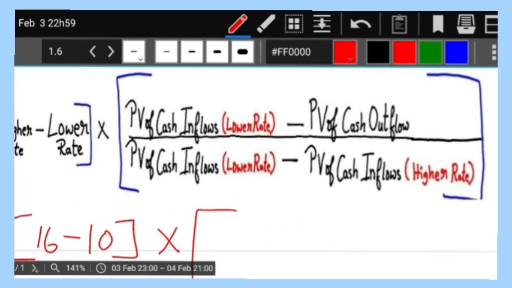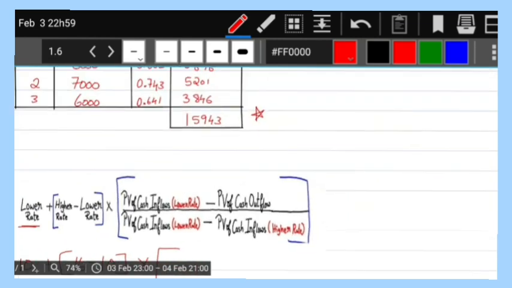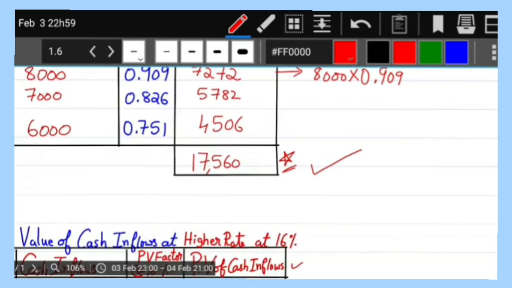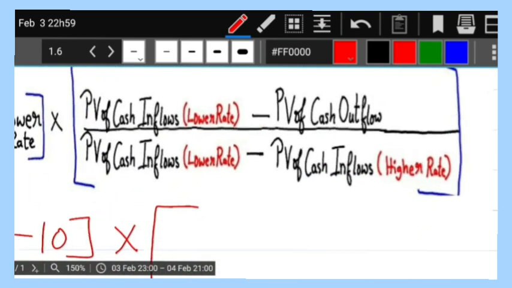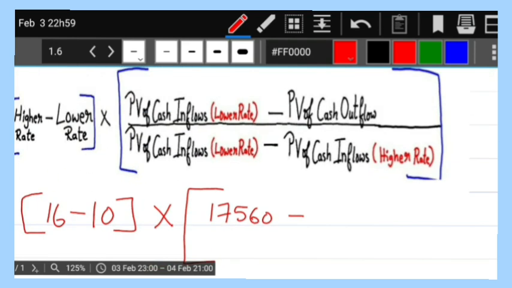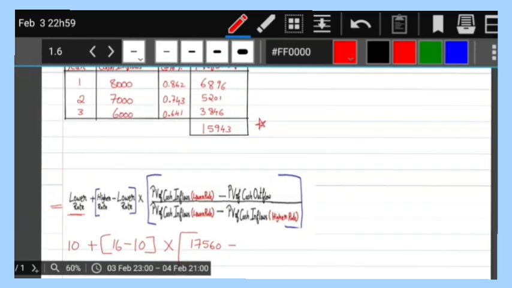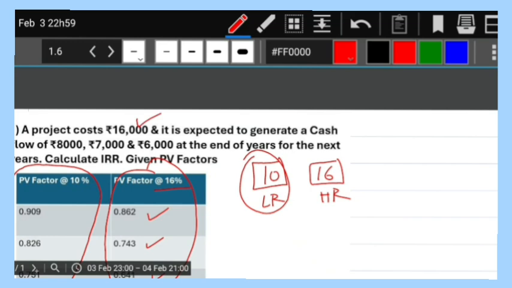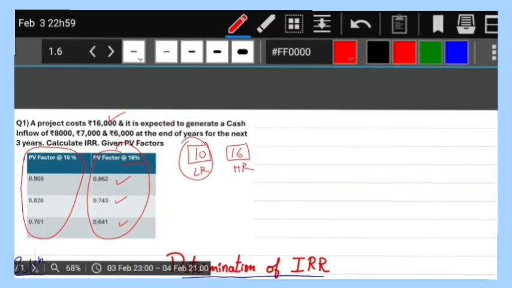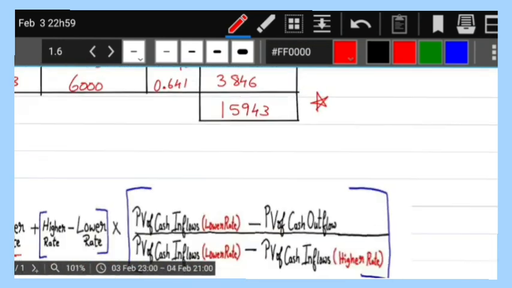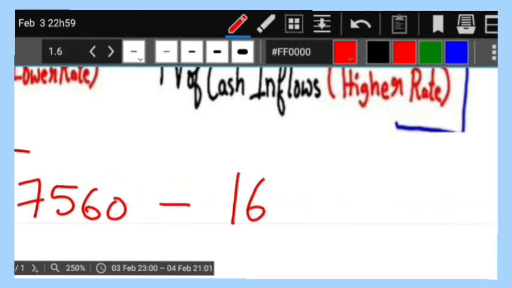Here present value of cash inflows at lower rate. You have already calculated. Present value of cash inflows at lower rate, 17,560 you have got. Write this value, 17,560, minus present value of cash outflow. Look at the question. Present value of cash outflow is the same. 16,000 is the present value of cash outflow. Okay, so project cost rupees 16,000. The same is the present value of cash outflow. There is no change in that.